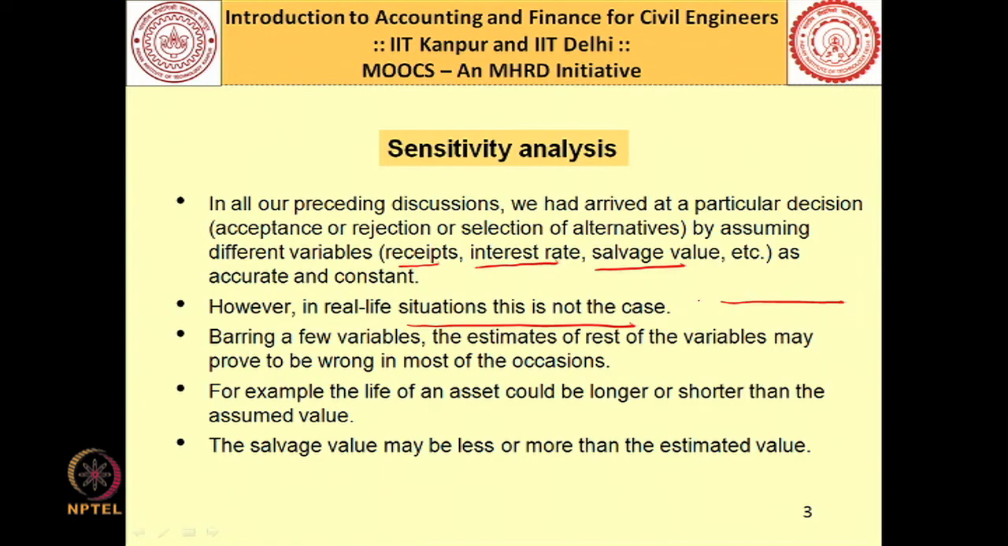But what happens to your forecast for incomes? What happens to your forecast for expenses? What happens to your forecast for interest rate? These things are likely to change in future. So, we would like to know whether our decisions are going to change. You can understand that the life of an asset could be either longer or shorter than the assumed value. The salvage value may be less or sometimes even more than your estimated value.